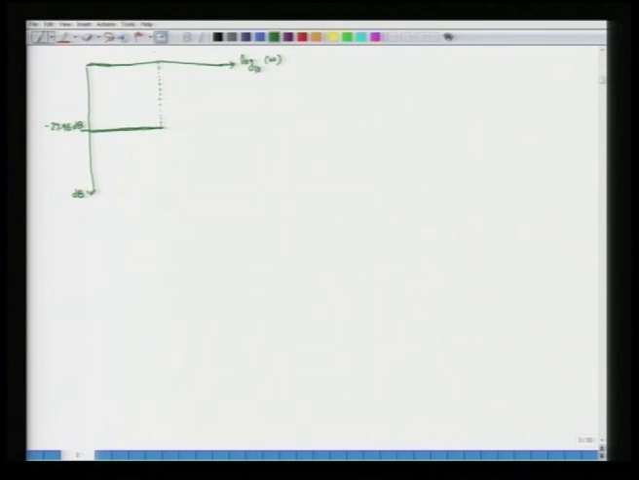When omega is larger than 0.2, then the high frequency asymptote starts dominating the response. So that is my crossover point, and after that I have my high frequency asymptote and here the slope is -40 decibels per decade. This is the Bode magnitude plot for H2 times H3.